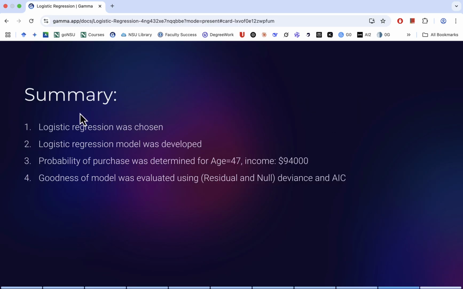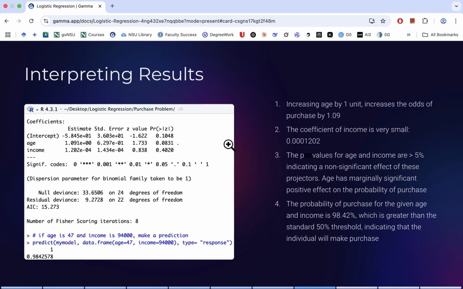When we started analyzing this problem, our objective was to determine which type of regression analysis would be suitable, whether a customer will make a purchase or not, which is a binary outcome. Therefore, we used logistic regression. Our second question was to develop a logistic regression model, and we developed this logistic regression. This whole model is called the logistic regression model, which includes the intercept, coefficients of age, coefficients of income, their probability values and their deviance values and AIC values. All these things collectively are called the logistic regression model.